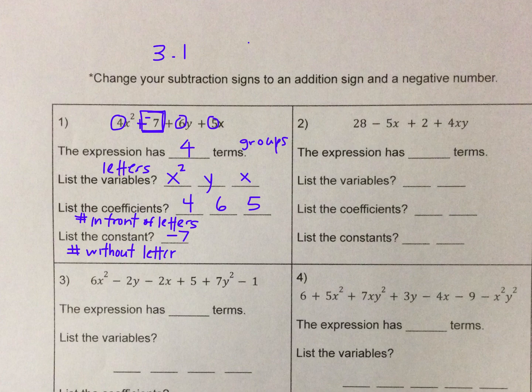The only one that's going to be a little bit tricky, and I'll help you out, is number 4 right here. I have 6 plus 5x squared plus 7xy squared plus 3y plus -4x plus -9, and then plus, I'm going to make this a -1 x squared y squared.